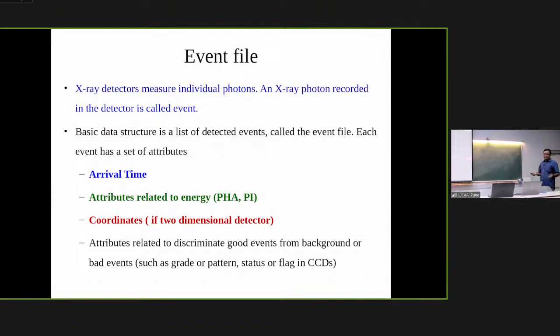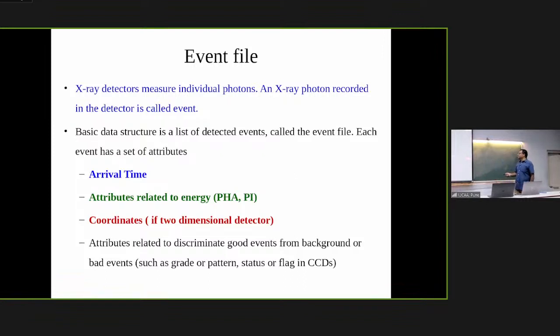One attribute, as I mentioned, is the arrival time when it interacts with the detector material. Another attribute is the amount of charge, which is digitized and called pulse height amplitude, essentially the digitized voltage. After applying some corrections, the same thing is called PI, pulse invariant. I can describe that later. Then, of course, the coordinates in the two-dimensional detector. If it is just a proportional counter, no position sensitivity is there, so the data will not have coordinates in that case.